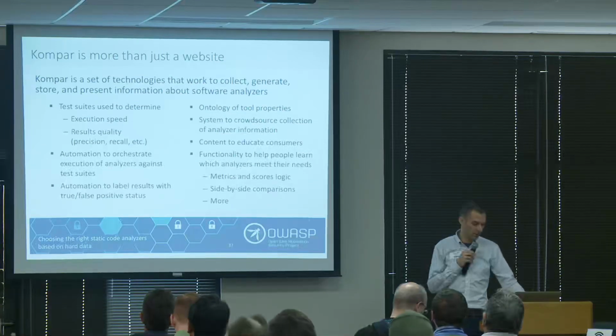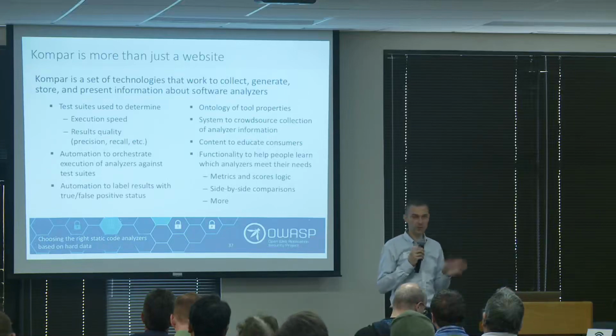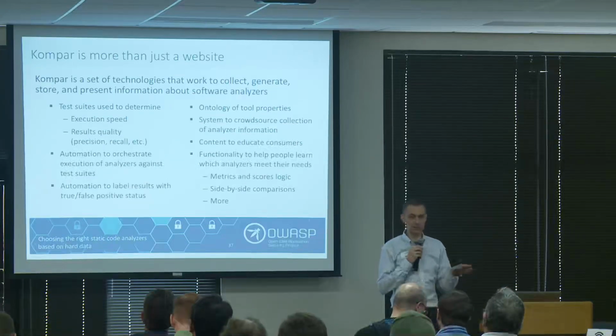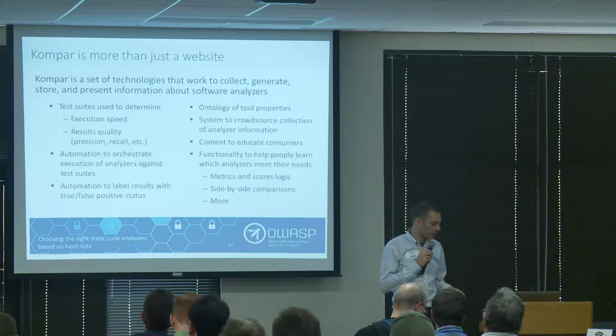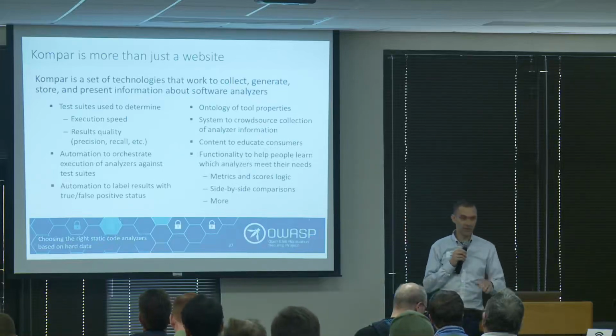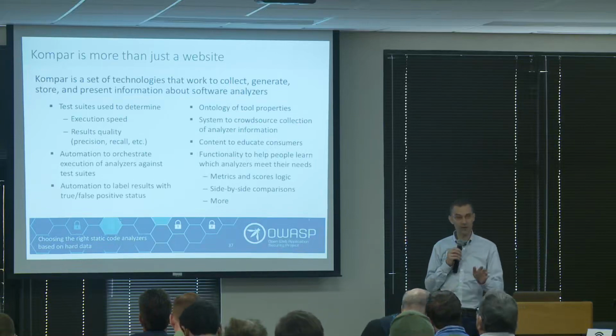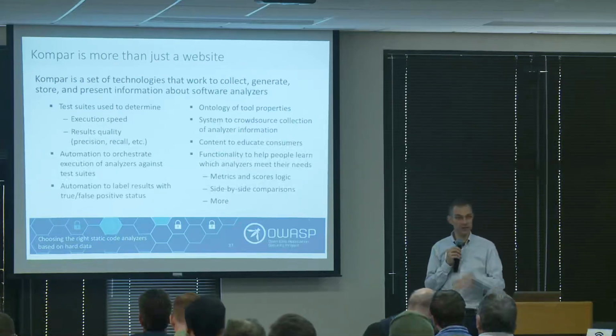And then we are going to build automation to run these analyzers against those test suites and generate that results quality information. And then there's automation that you need to label the results and give their analyzers credit for finding things or not finding things.